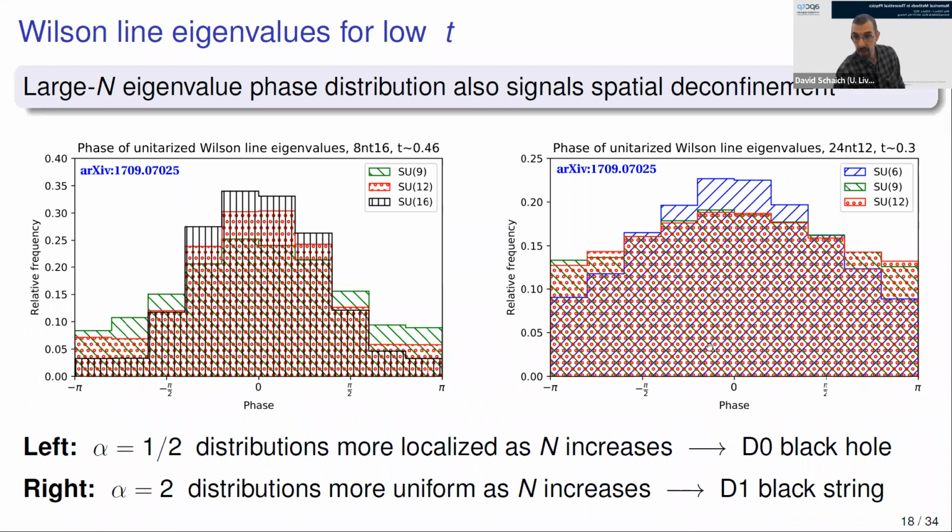So this is looking, on the right plot, at an aspect ratio of 2, a 24 by 12 lattice. Even though the temperature is even lower, the spatial length is larger. And in this regime, as we increase from blue to green to red histograms, going from gauge group SU6 or U6 up to gauge group U12, the histogram becomes more and more uniform around the angular distribution of these eigenvalue phases.